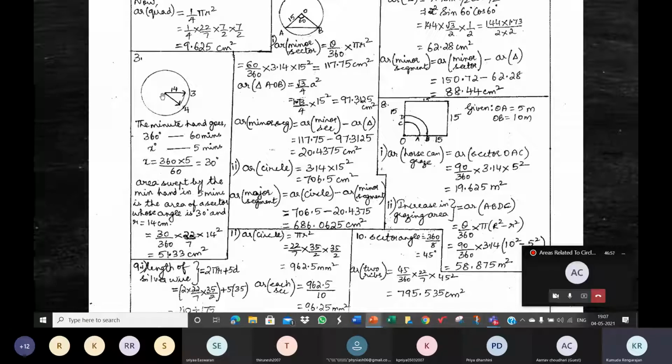The length of the minute hand of a clock is 14 centimeters. Now the clock may be of any shape. The clock may be a triangular clock. The clock may be of any shape.